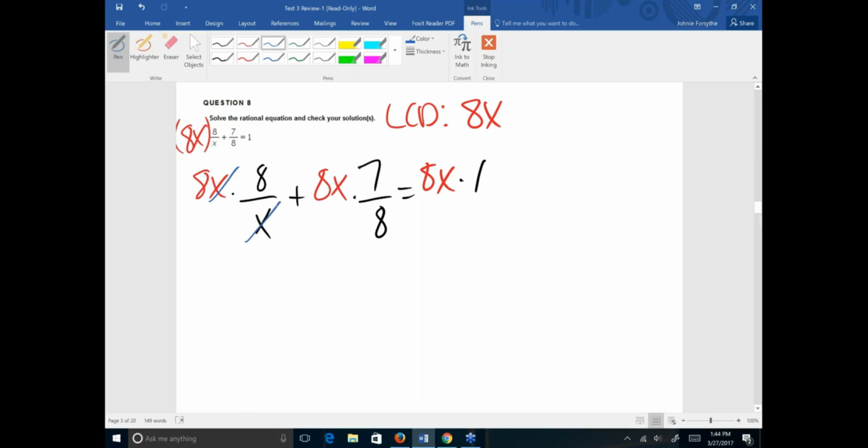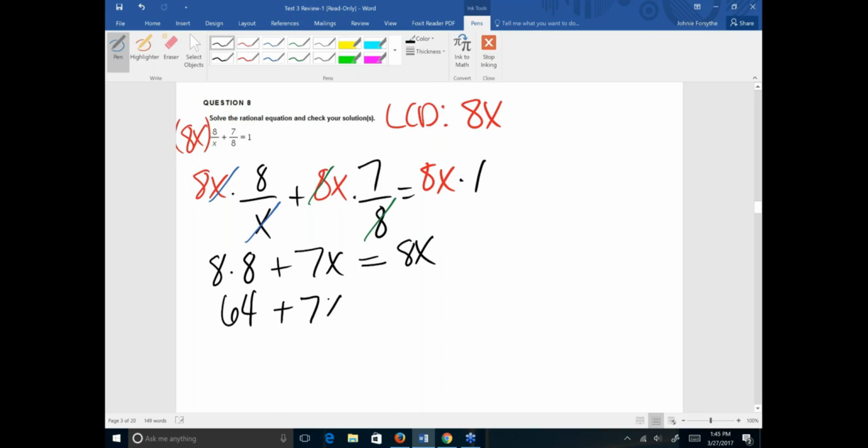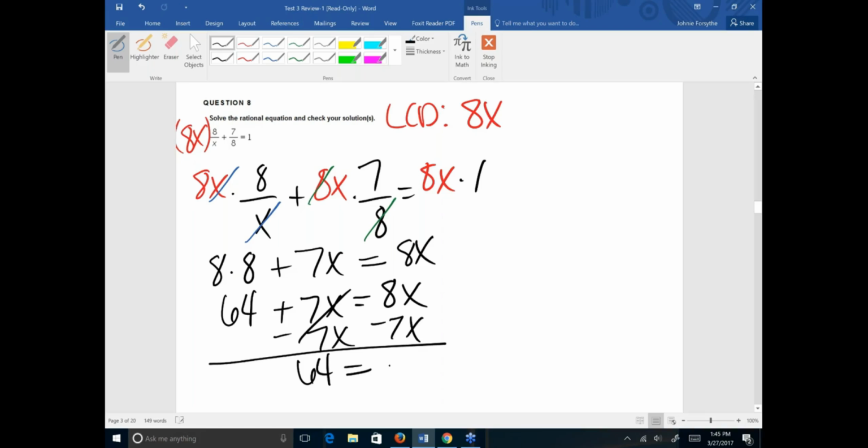So let's see what's going to happen. X divided by x is 1, so we're just left with 8 times 8. 8 divided by 8 is 1, so we're just left with plus x times 7, which is 7x, equals 8x times 1, which is just 8x. 8 times 8 is 64 plus 7x equals 8x. Subtract 7x because we're solving the equation. So we have 64 equals 1x. So that means that x equals 64.